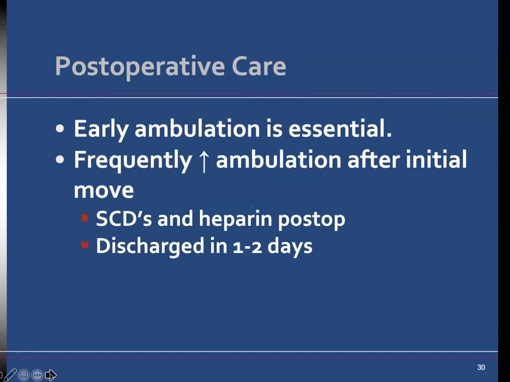And then we want to make sure they start ambulating early, so we can put in a PT, OT request, and they should be seen as soon as possible. And then frequently increase ambulation after the initial move. We can use SCDs and heparin post-op, and patients are discharged in 1 to 2 days. So for those of you who did your second semester rotation at UC Davis, you may have been on Davis 12, which is our designated GI unit.